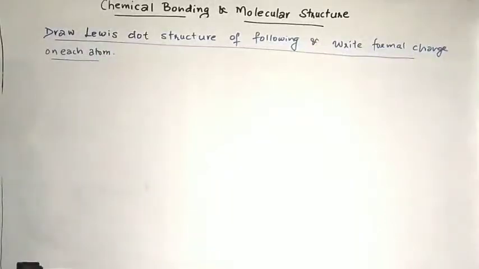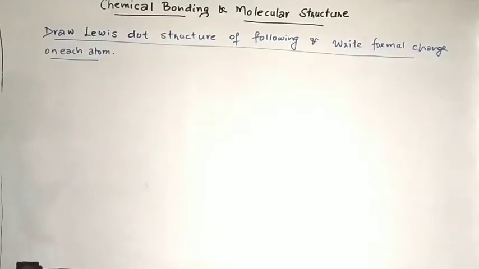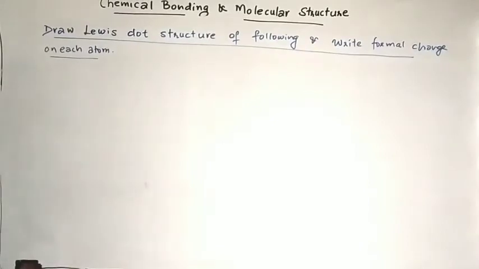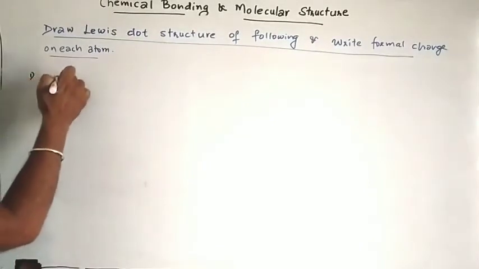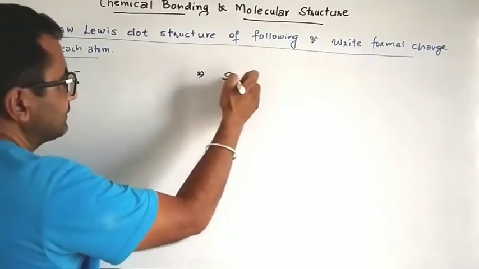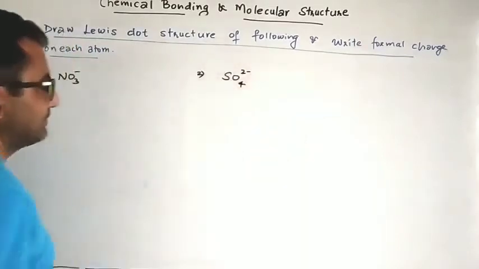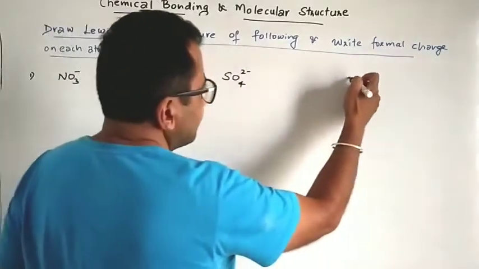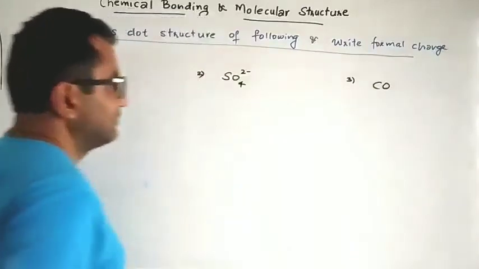Next is draw the Lewis dot structure of the following and write formal charge on each atom. Now in this lecture we will discuss the structure, and we will learn how to write the formal charge by some conventional method or by directly shortcut method. Suppose the first structure is NO3 negative, second structure is SO4 2 negative sulfate ion, and third structure is CO carbon monoxide.